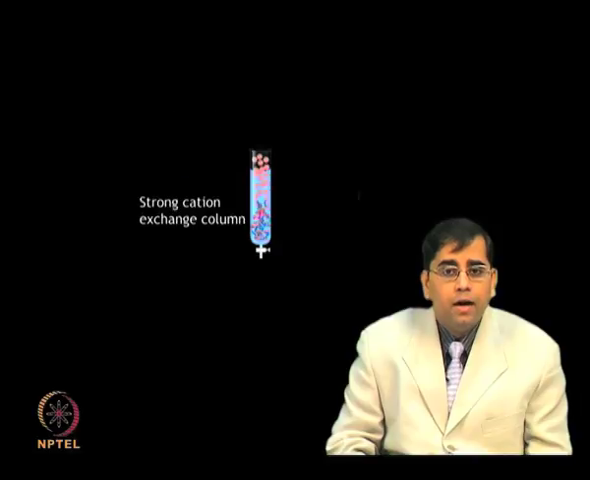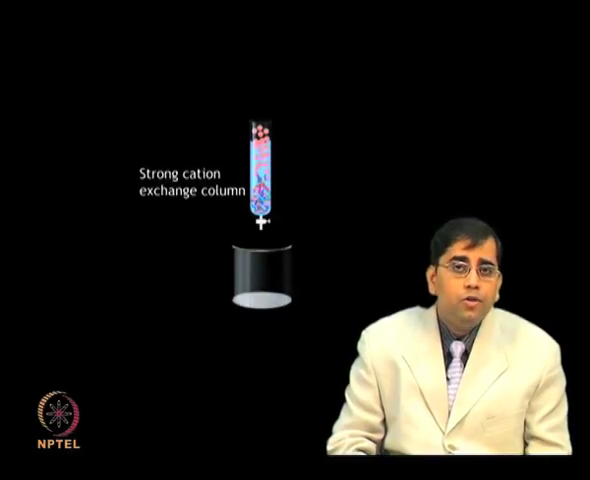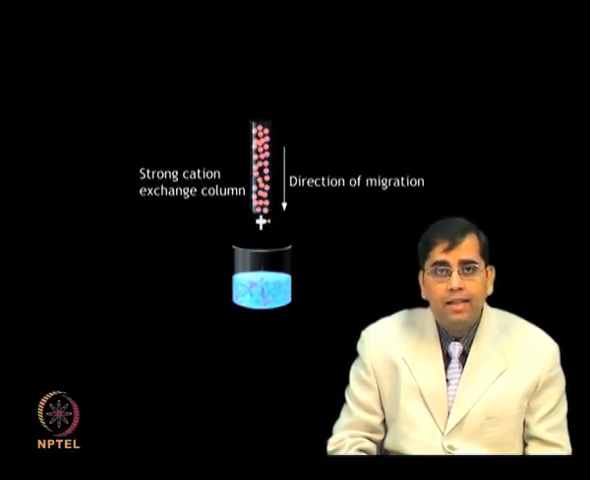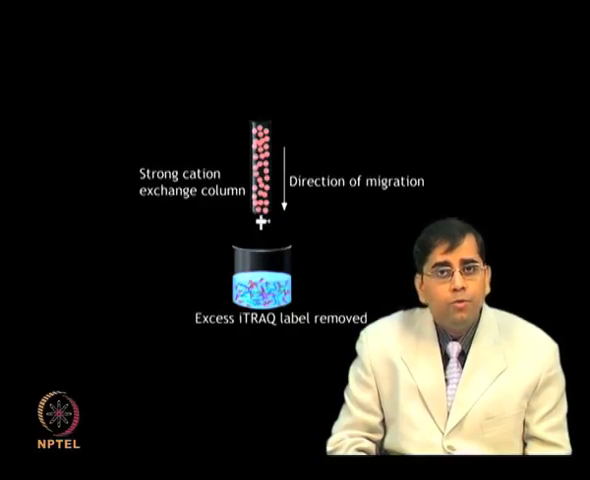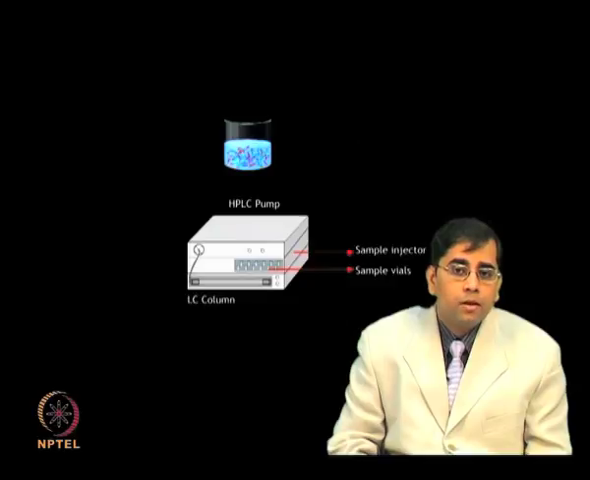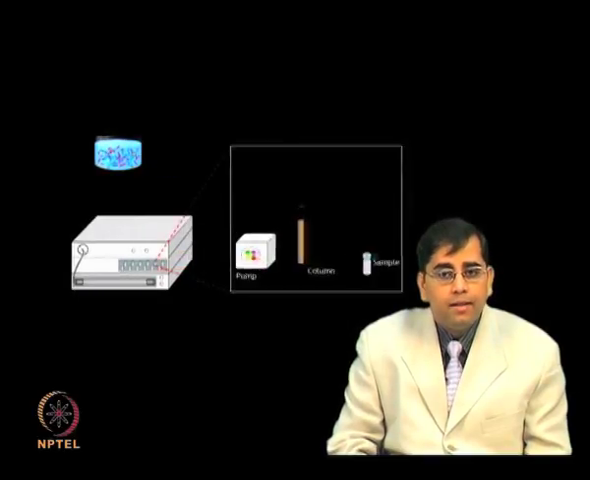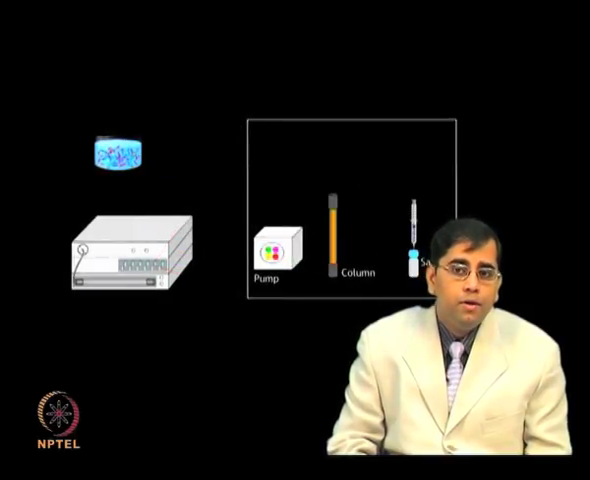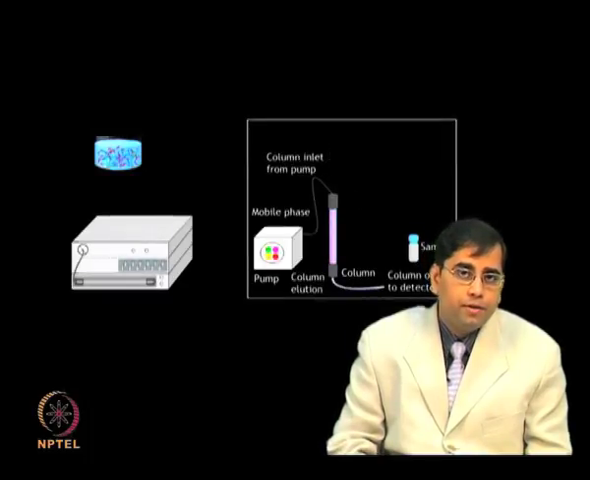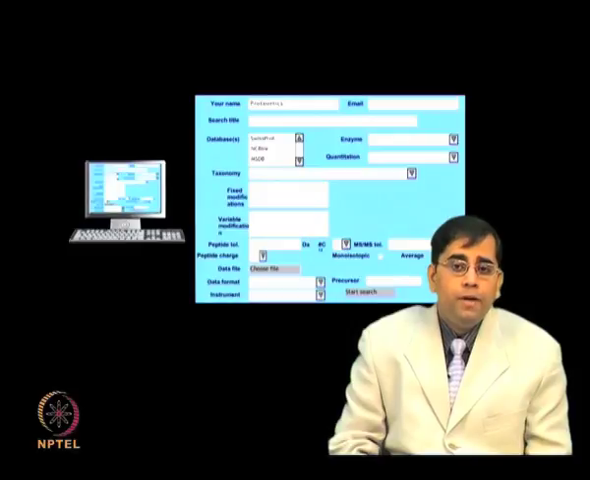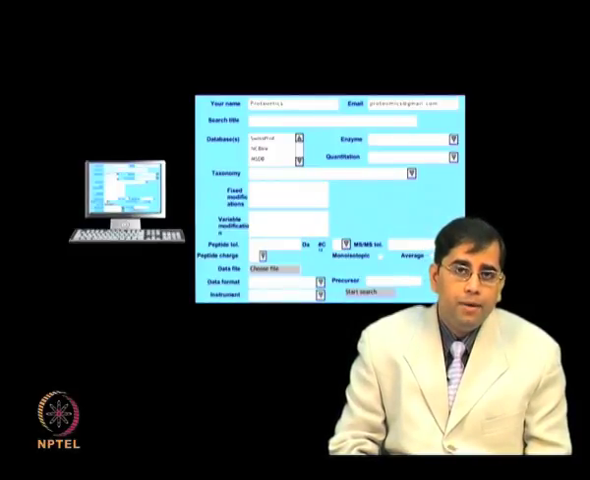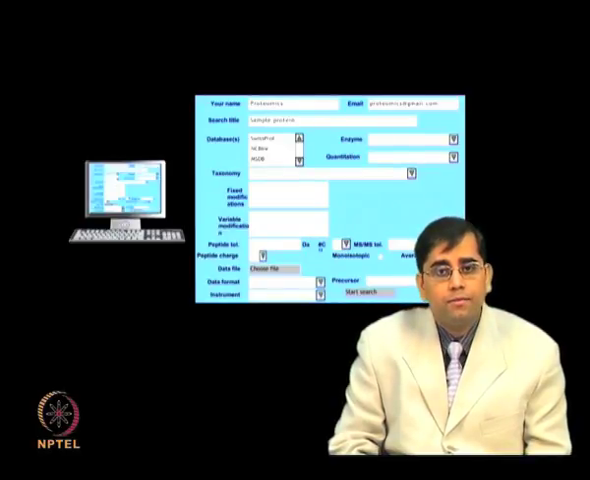Pooled samples are purified on a strong cation exchange, or SCX, column to remove the excess unbound reagent. These isobaric labels are detected upon fragmentation and release in mass spectrometry. The data obtained from mass spectrometry can be analyzed by using search engines such as Mascot.